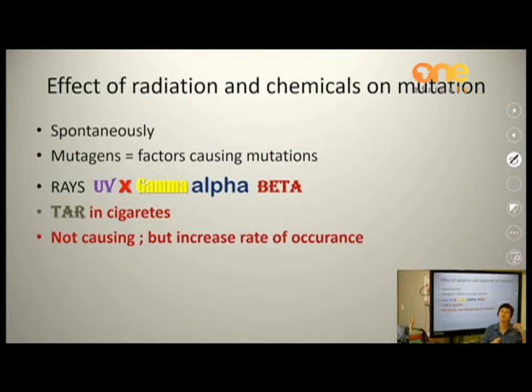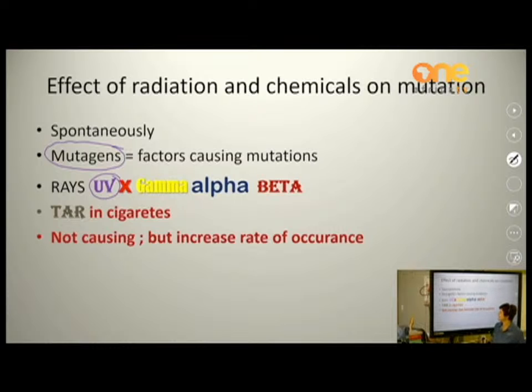When something can cause cancer, we say it's a carcinogen. You remember that word. But if we look at other things that can cause mutations, and it is a spontaneous reaction that takes place, we say mutagens are factors that cause mutations. UV rays, X-rays, gamma rays, alpha rays, beta rays. All those rays can cause mutation. We know that the UV rays from the sun cause skin cancer.